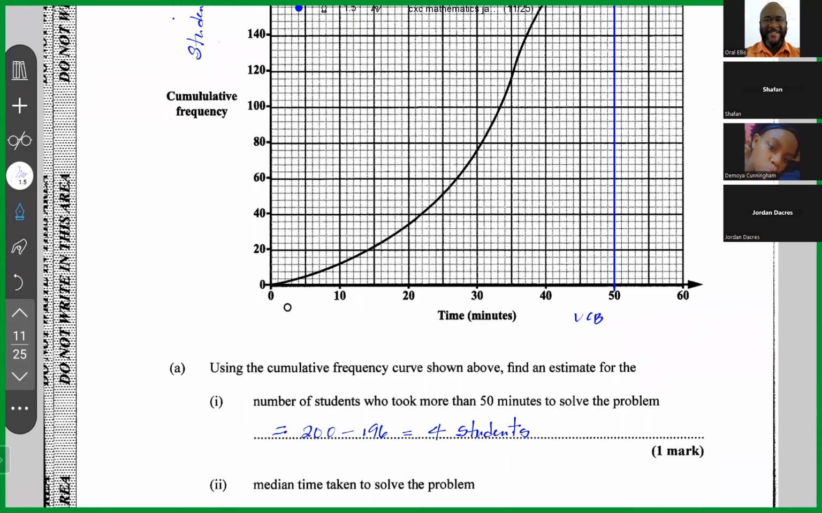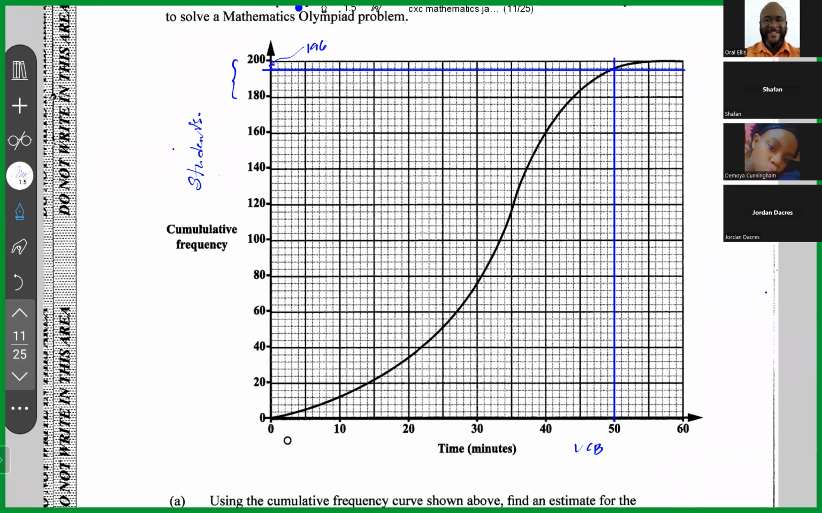Next, we're asked for the median time taken. So the median is the time taken by the student in the middle. There are a total of 200 students. So at the top here is N. N is 200. N divided by 2 is 100. So this is N over 2.